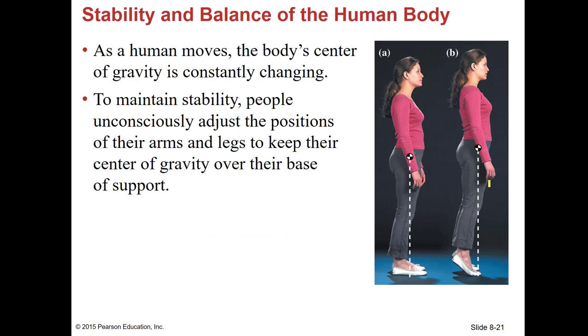So here's something that you can take a look at. As a human moves, the body's center of gravity is constantly changing. To maintain stability, and I talked about this in class last week, people unconsciously adjust the position of their arms and legs to keep their center of gravity over the support. So if you drop something on the ground and you reach over to pick it up, if it's too far in front of you, your center of gravity will be too far over and you'll actually fall over. So what you do is you kick one leg backwards. When you kick a leg backwards as you reach your arm forwards, you keep the center of gravity over the support. And you do this without thinking. You don't think, I need to adjust my center of gravity. You just know from experience of walking around picking stuff up that you have to do that to remain stable.